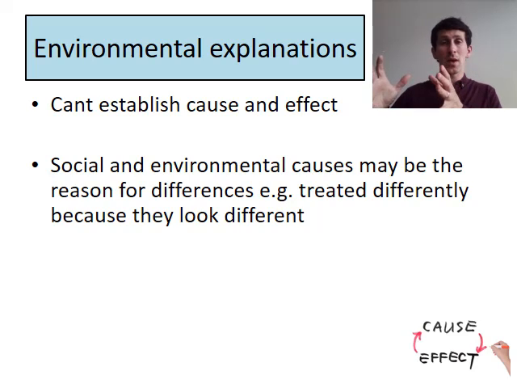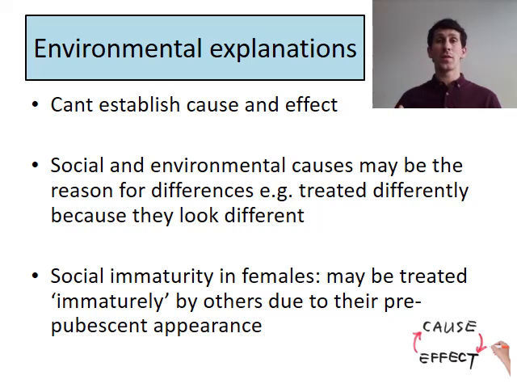If you look at the woman with Turner syndrome, then they might be treated differently because they look different. They've got lower set ears, they've got the webbed neck. So that might be the reason why they can't fit in with their peers or they act immaturely. Okay, because one of the key features of Turner syndrome is social immaturity. But that might simply be because they're treated immaturely, because they look like prepubescent girls. They look young, so they're treated young. And maybe that's the reason why they're socially immature, rather than biological reasons such as their genetic makeup.